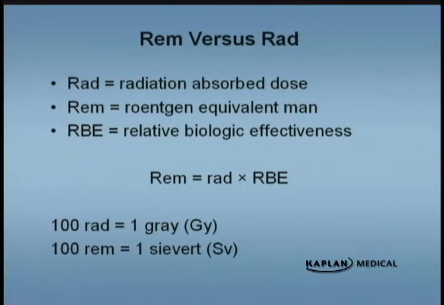All right, now this all sounds very complicated, but it gets a little easier because for all electromagnetic radiation, that's all X-rays and gamma rays, the RBE equals 1. So essentially, the units are equivalent. 100 rad is also referred to as 1 gray, and 100 rem is also referred to as 1 sievert.